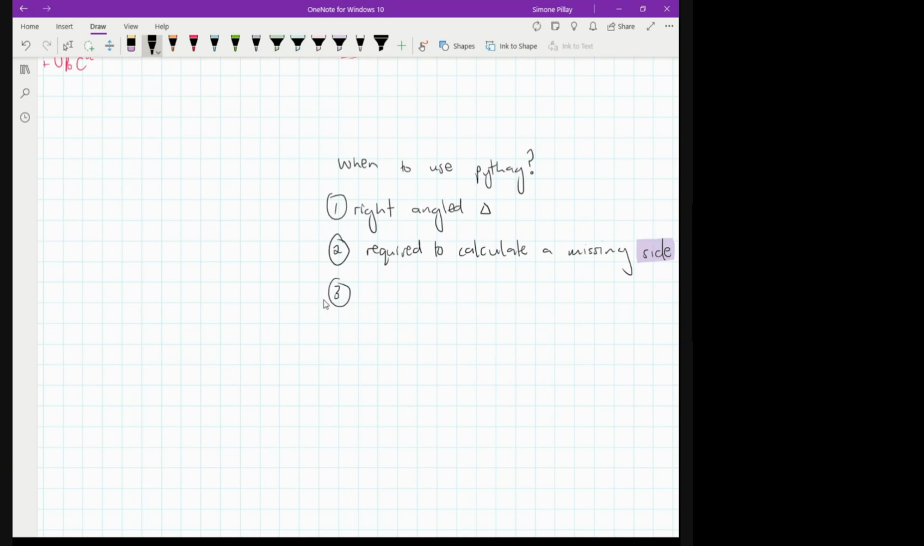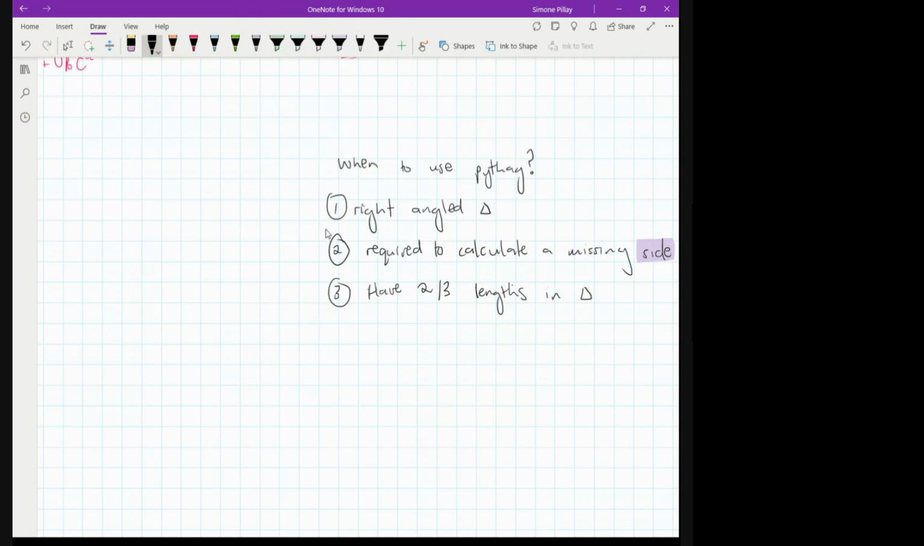Okay, and then the third thing that must be there for when we need to use Pythagoras is you should have or be given 2 out of 3 lengths. And that is lengths in your triangle. So once all of these are met, you will know you can use Pythagoras.